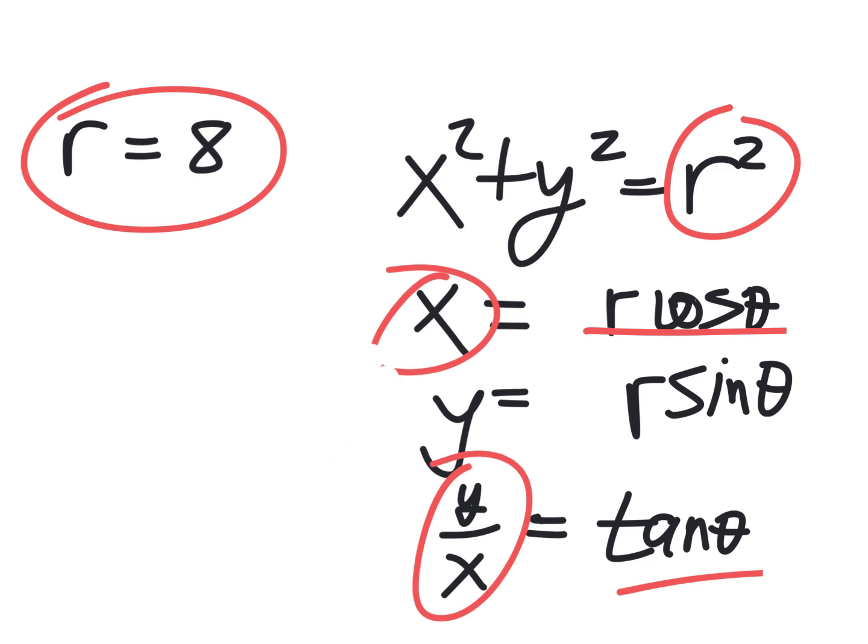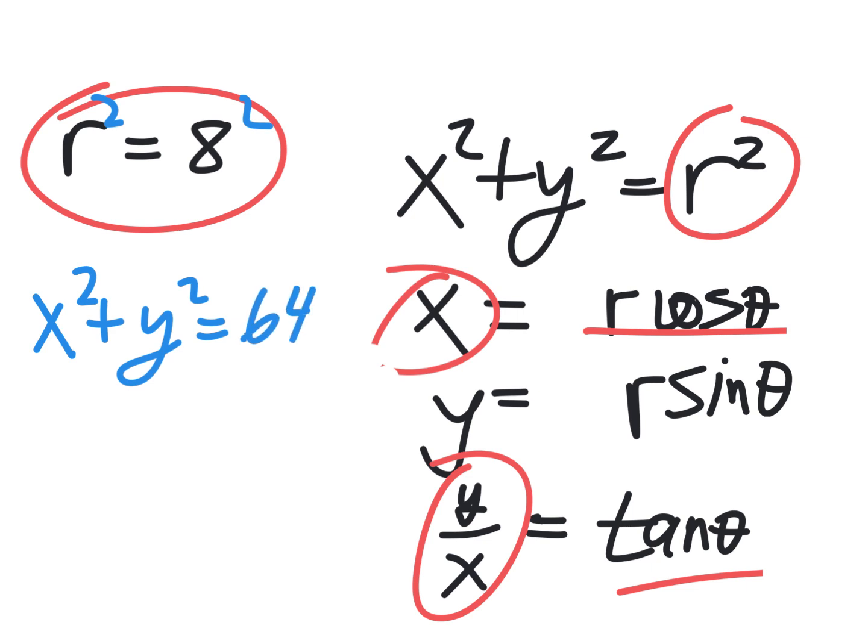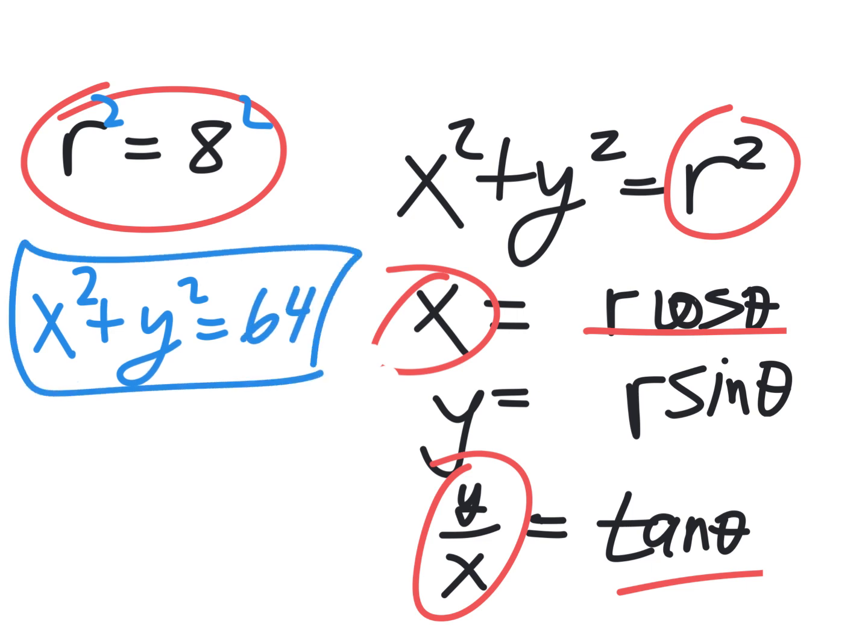Convert that over. Max, what do you think we should do to both sides? Square them. So you get r squared equals 8 squared. So then you replace the r squared with x squared plus y squared, and your final answer is that. That is rectangular. All right, let's do another one like that.